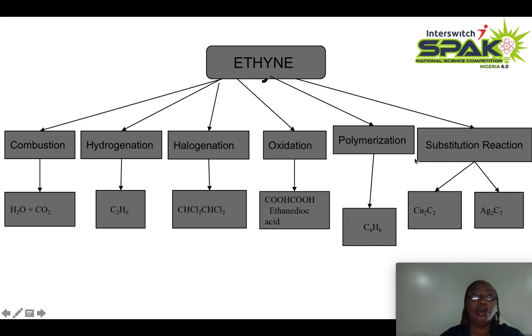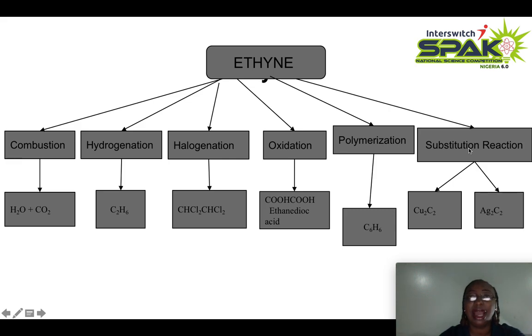It also undergoes substitution reactions, as terminal alkynes do, which differentiates ethane from ethyne. We've already said that to differentiate alkenes from alkanes, you use bromine water: alkenes decolorize bromine water, but alkanes do not. To differentiate an alkane from ethyne, you add copper(I) chloride or silver nitrate, and these are the products. This is a substitution reaction.